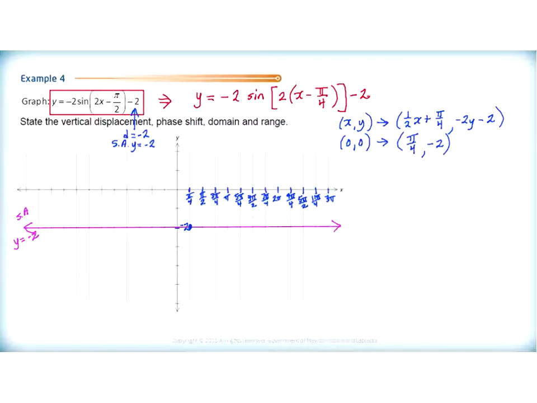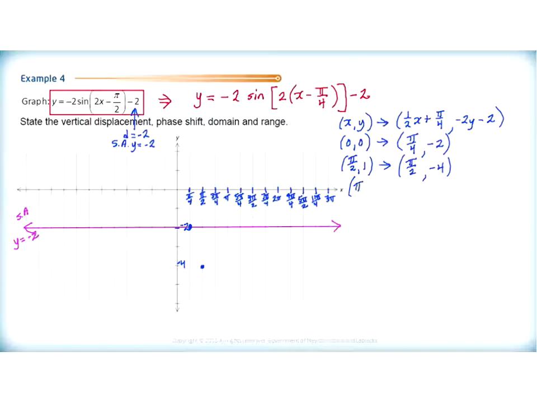So let's substitute the next value in, and that will occur at (pi/2, 1). Half of pi over 2 is pi over 4, plus pi over 4 is 2 pi over 4, or just pi over 2 radians, and -2 times 1 minus 2 is -4. So we have (pi/2, -4). Notice that that point is 2 units below the sinusoidal axis, which tells us that we have an amplitude for this function equal to 2.